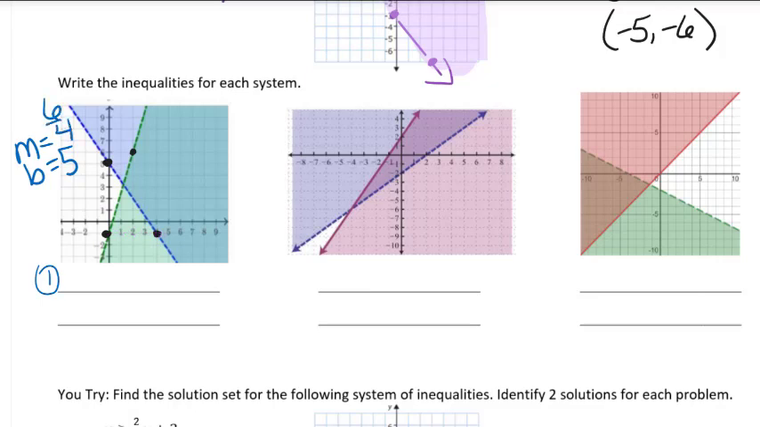Now we need to decide what our inequality symbol is going to be. So notice the line is dashed. That narrows my options down to greater than and less than because it is a dashed line.